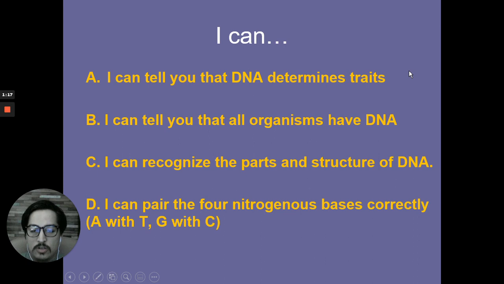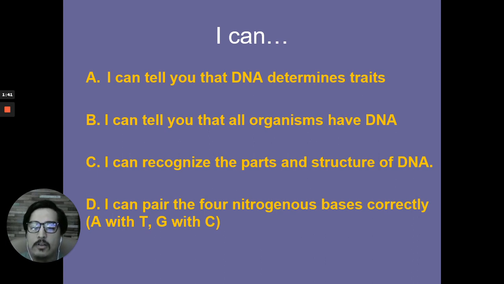So there are the 4 things you need to know by today. We're going to go one by one. This is orange, sorry, I know it's confusing. Do not copy it down. Letter A says, I can tell you that DNA determines traits. DNA gives you traits. Letter B says, I can tell you that all organisms have DNA. Again, you know this. All living things have DNA because they're living.